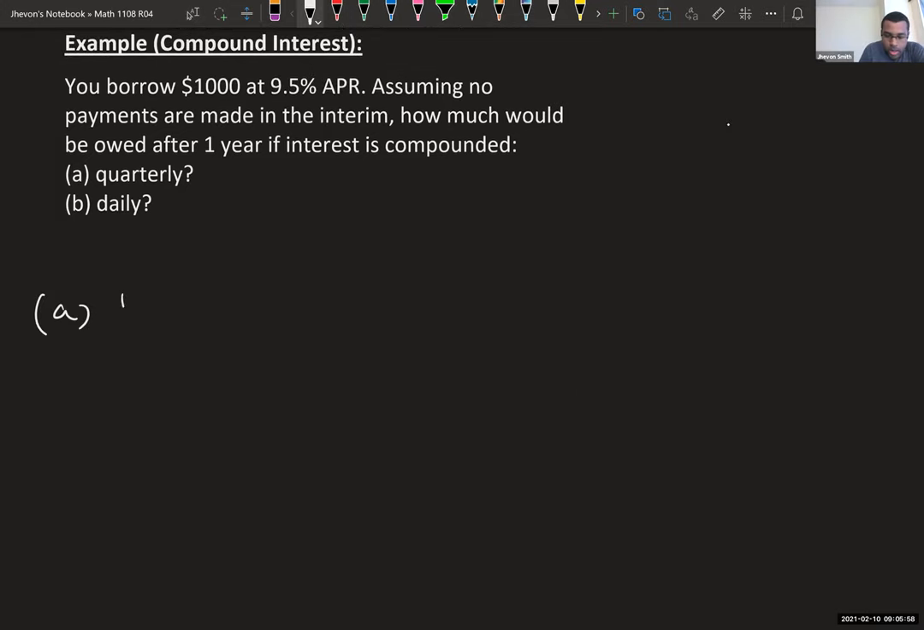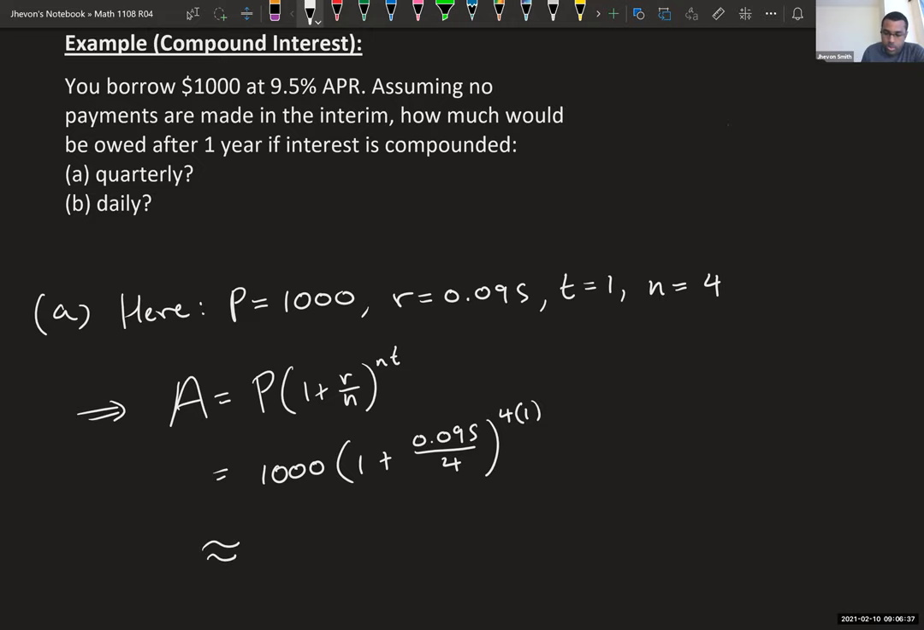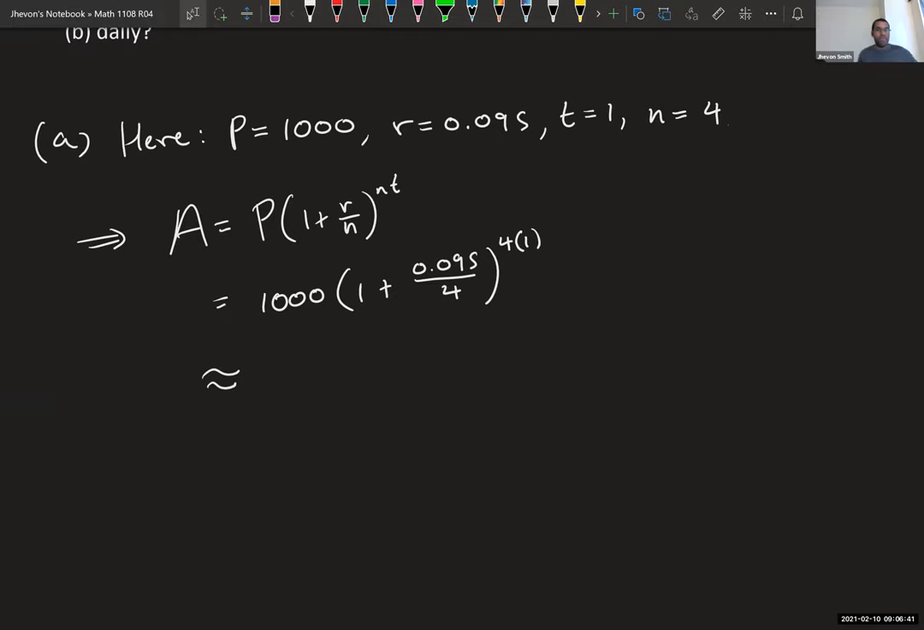for A, here, P equals 1,000, R equals 0.095, T equals 1, N equals 4, compounded quarterly. This means that your A is equal to P times 1 plus R over N to the NT, which is 1,000 times 1 plus 0.095 divided by 4, and then we're going to raise that to 4 times 1. And how much is that? Oh, 1098.44.